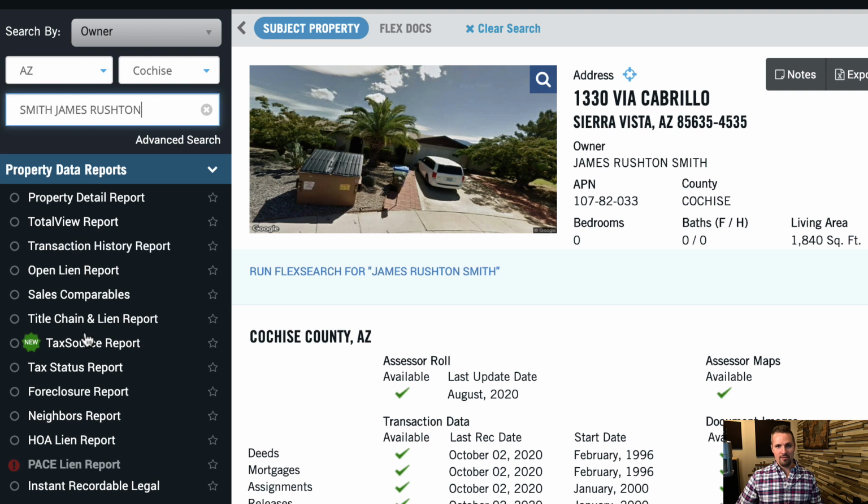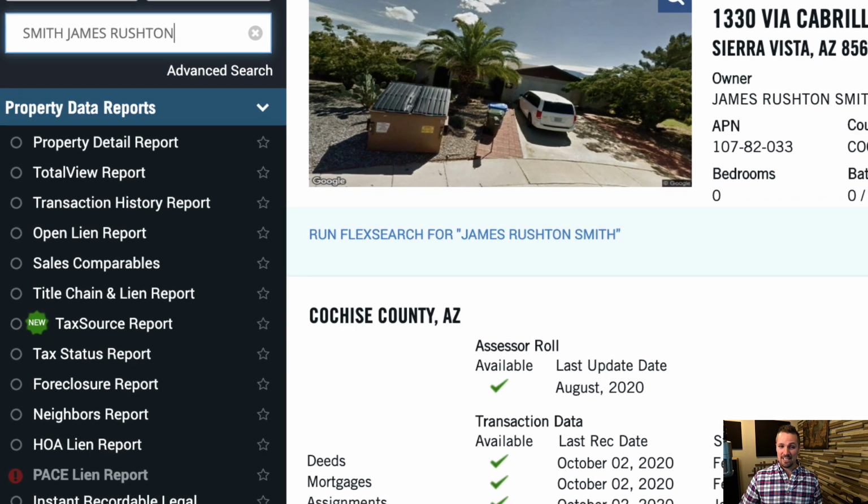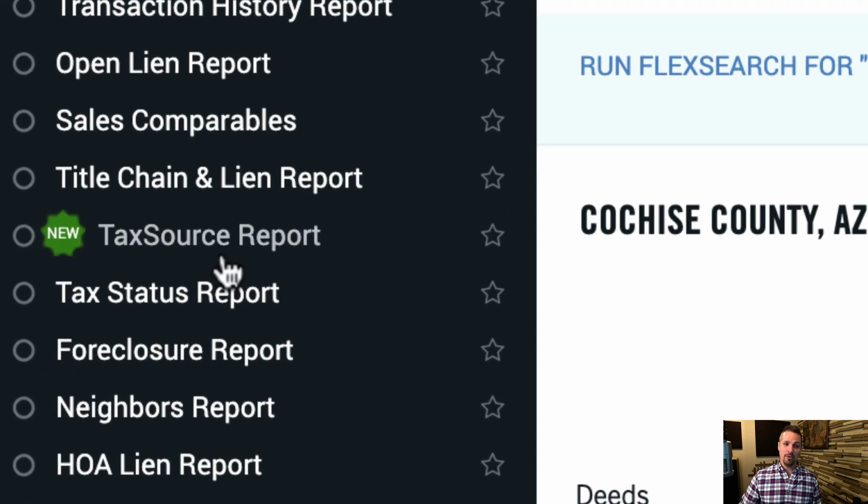Okay, so there we go. It is available here. In Arkansas, that doesn't really surprise me. There's a lot of stuff that's not available in Arkansas. But if you go to one of these states where the data is typically pretty good, if you ever want to get that delinquent tax information on one specific property, that's where you can do it.